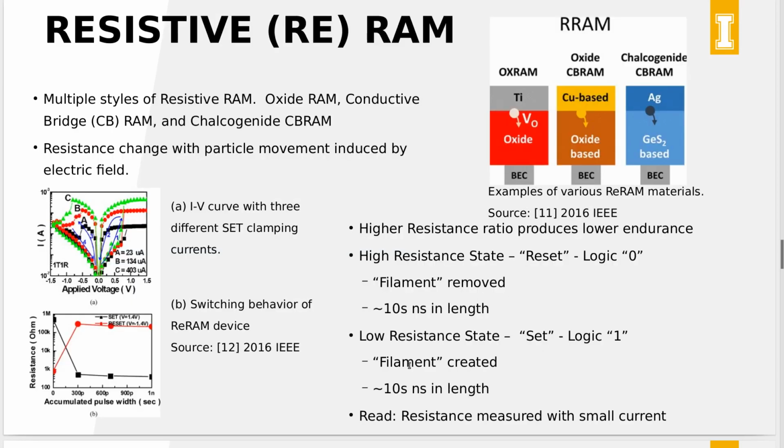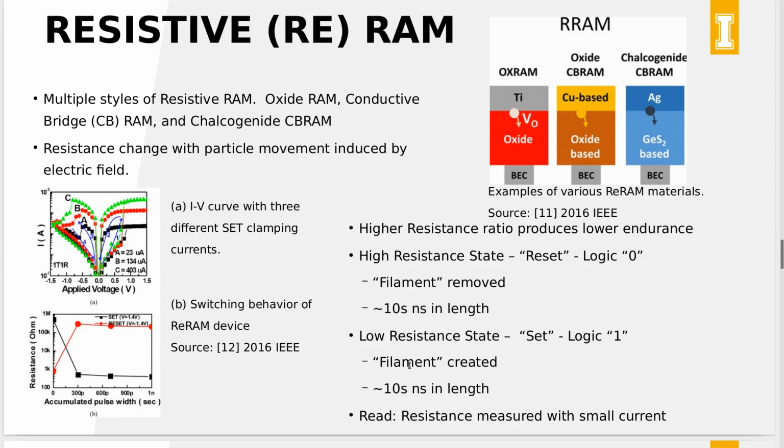Next, we have resistive RAM, which is really a large family of devices. This is different than the resistive technologies of STT and phase change, which do change resistance. Instead, this family creates a bridge or a filament based on different mechanisms that changes the resistive state.